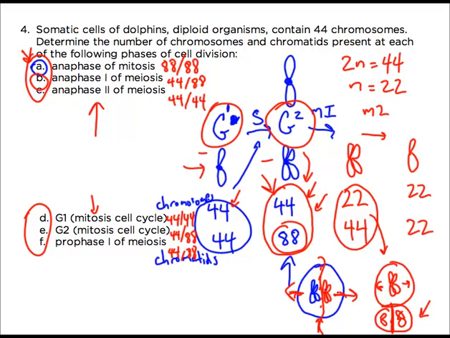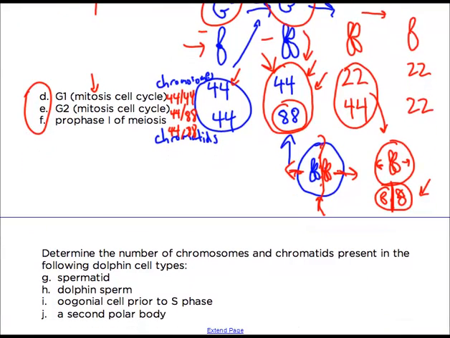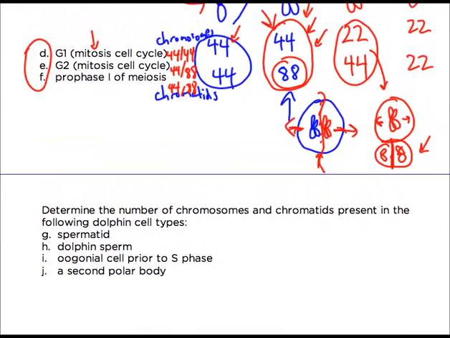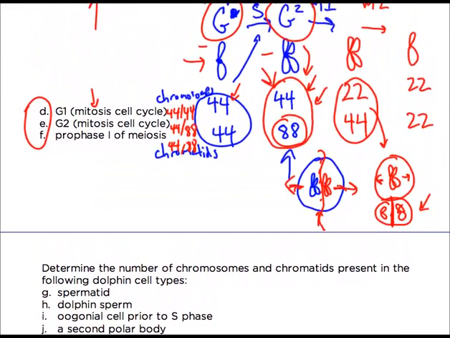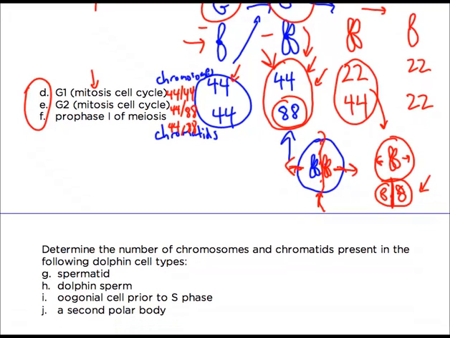So far, so good. Now we're ready to go down and look at the things that you didn't see before, G, H, I, and J. And even though I just extended the page a little, it might behoove us to keep our little diagram in view for a moment. This part is not so bad, so I hope you'll agree. It says determine the number of chromosomes and chromatids present in the following dolphin cell types. Yep, that's what we've been doing. So a spermatid, a sperm, an oogonial cell prior to S phase, and a second polar body. So now these are really directed at gametogenesis, and they certainly have to do with meiosis.